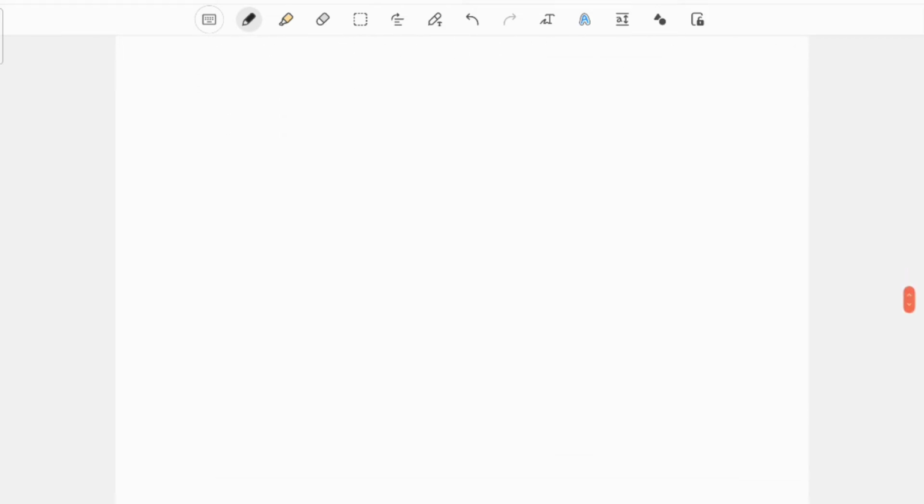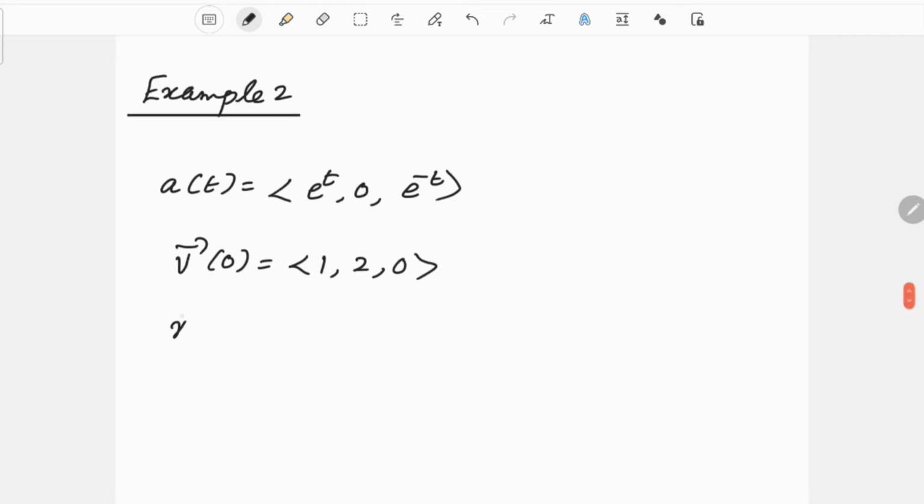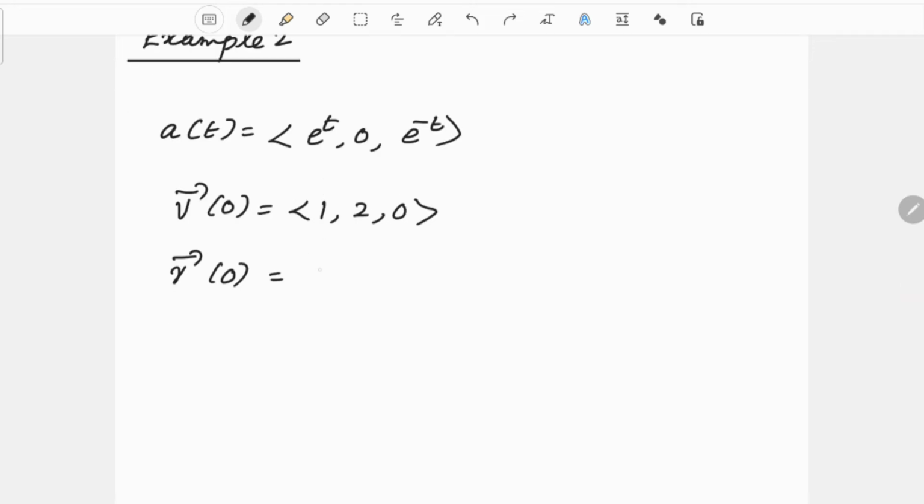We can have another example. Find the velocity and position vectors of an object with the acceleration a(t) = (e^t, 0, e^(-t)), and whose initial velocity is v(0) = (1, 2, 0), and initial position is r(0) = (3, 1, 2).